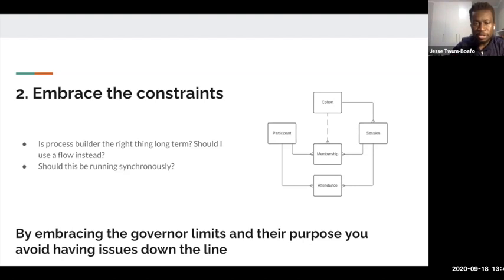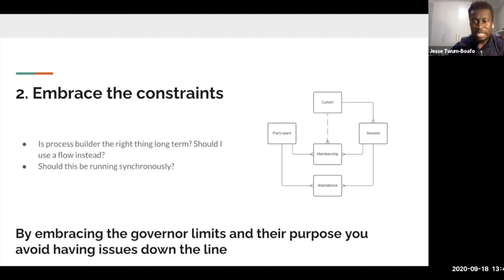Number 2, embrace the constraints. A very wonderful saying that I've heard a couple of times is Salesforce is a constrained platform. And that's something that's said as a positive, not a negative. Salesforce is a multi-tenant platform, and that means that we're all sharing the same resources amongst one another. And there's a good reason why we do that.